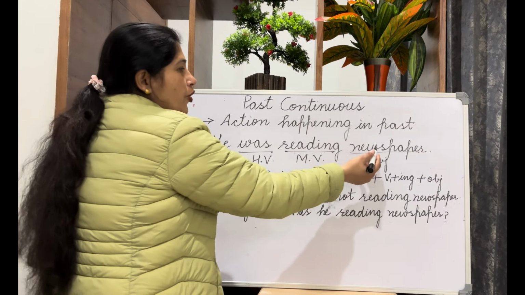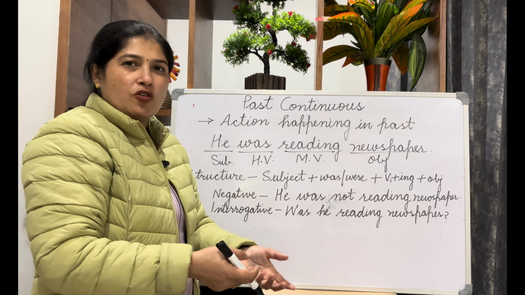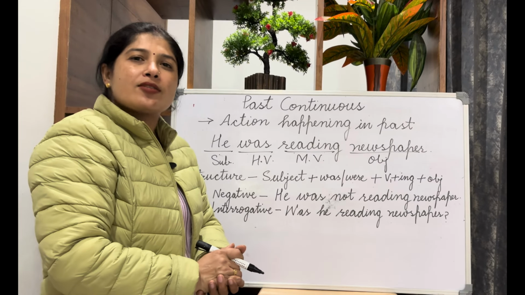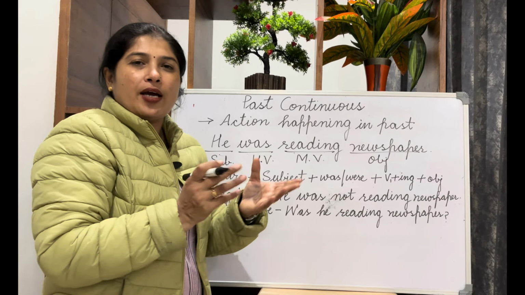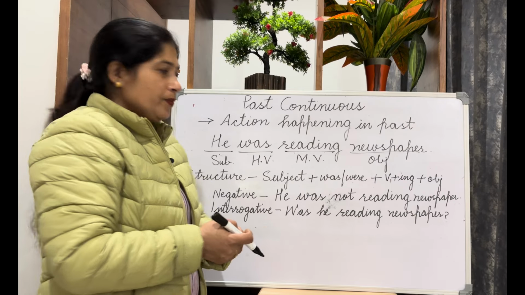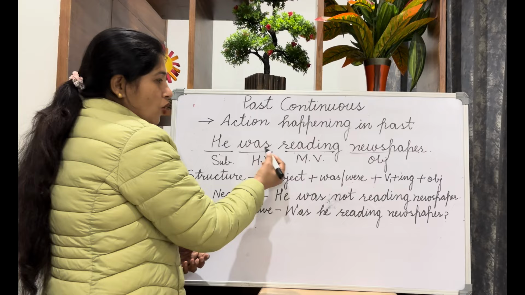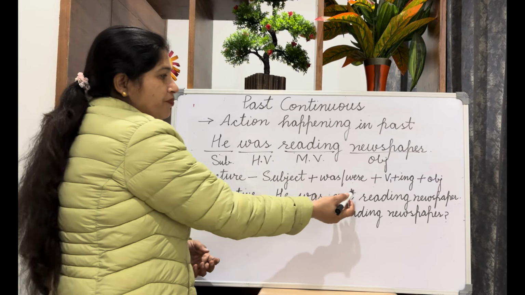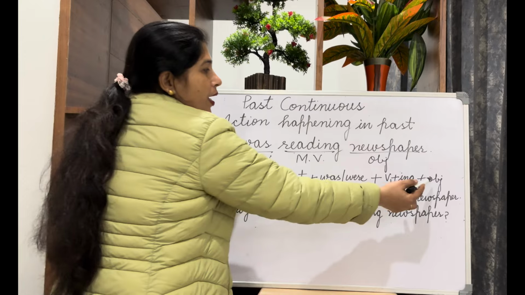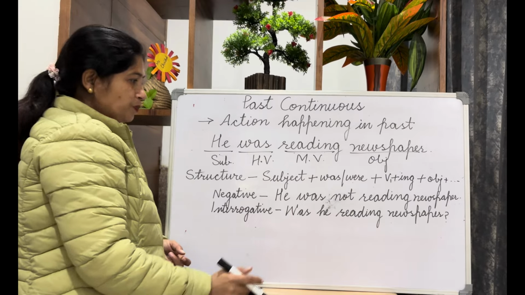He was reading newspaper. In the same way, my brother was playing, my sister was studying, my mother was cooking. All these are the examples of past continuous tense in which we are talking about the actions that were happening in the past at that time. If we see the structure of the sentence, this is subject, helping verb was or were according to the subject. Then after that first form of verb and ing, that is called present participle, and the object. After object, there can be anything more.